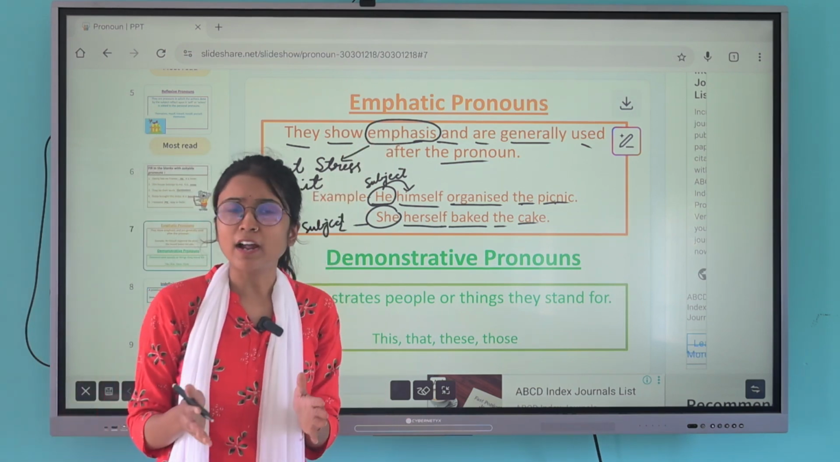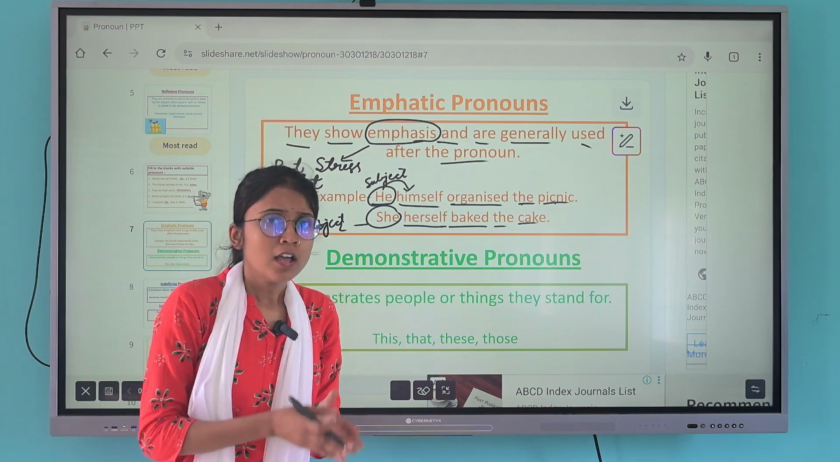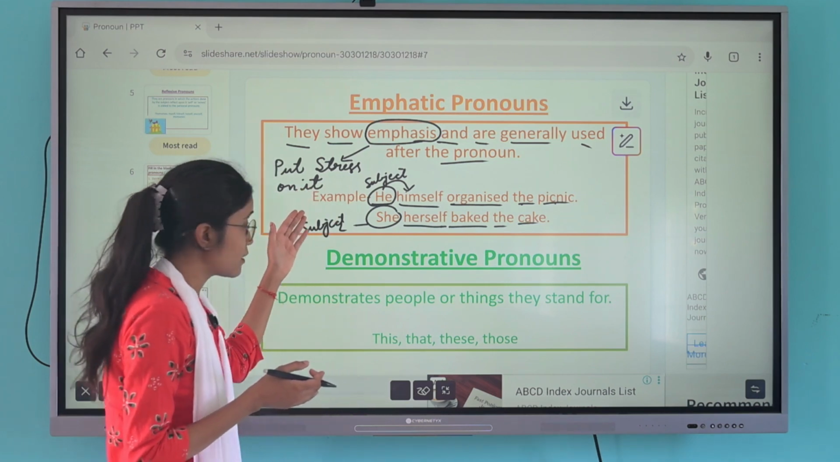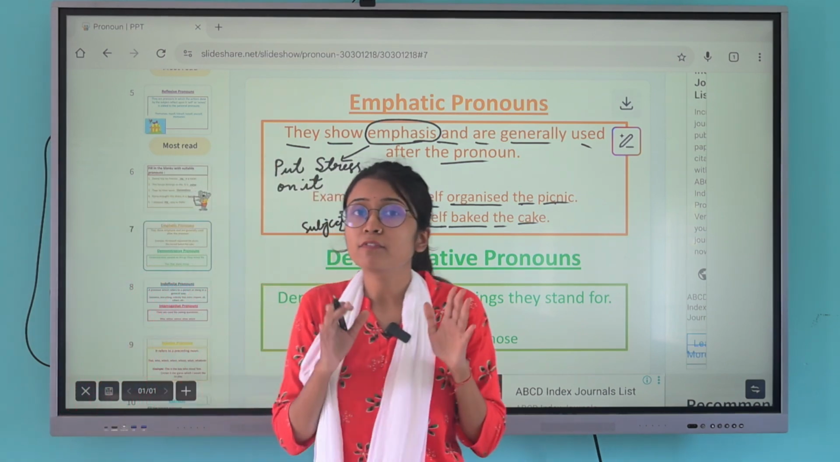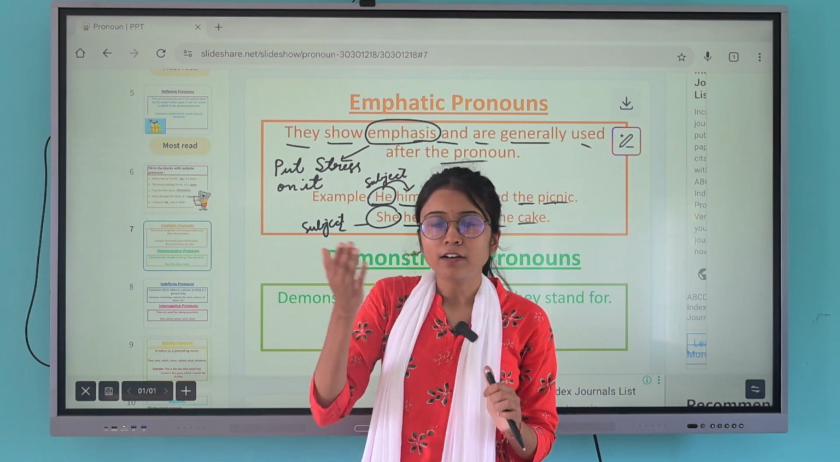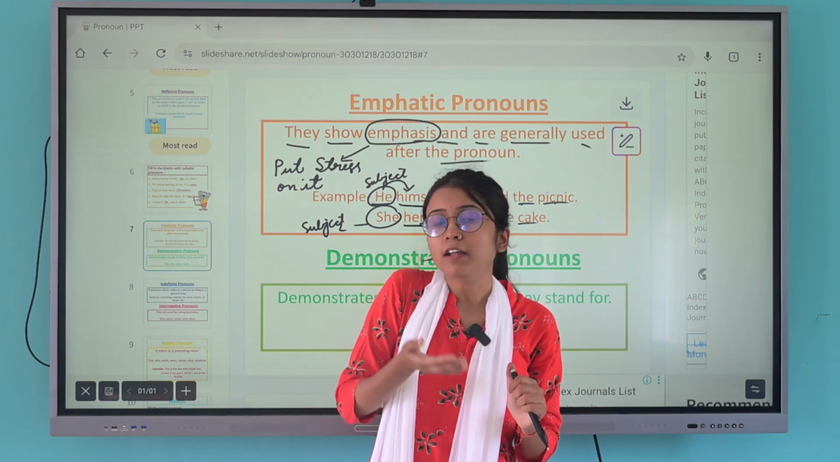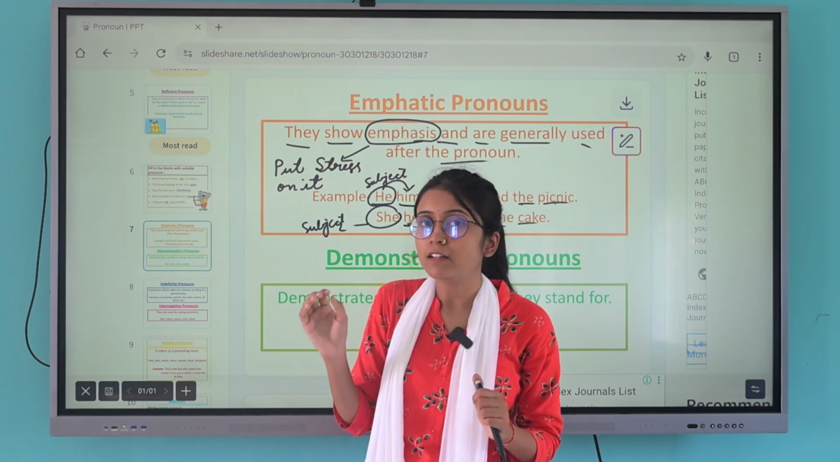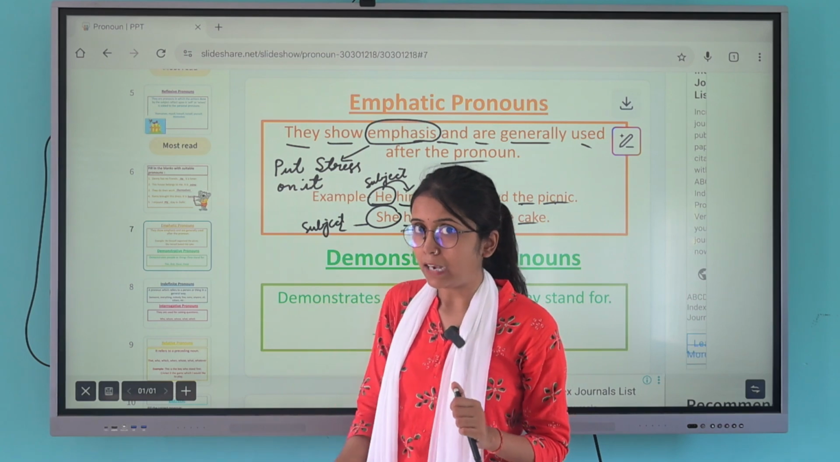So what is emphatic pronoun and what is reflexive pronoun? Emphatic pronoun means it puts stress on the subject, simply. And reflexive pronoun means the action returns back to the subject, it turns back. So that is the difference between emphatic pronoun and reflexive pronoun.